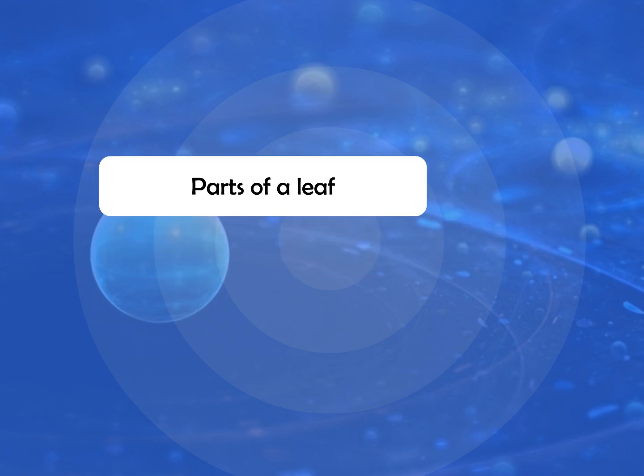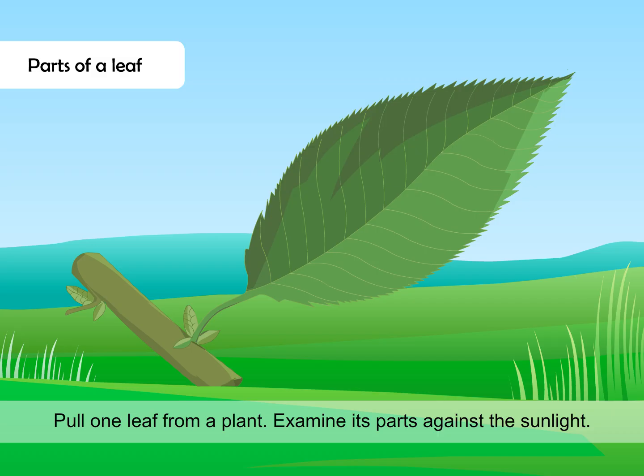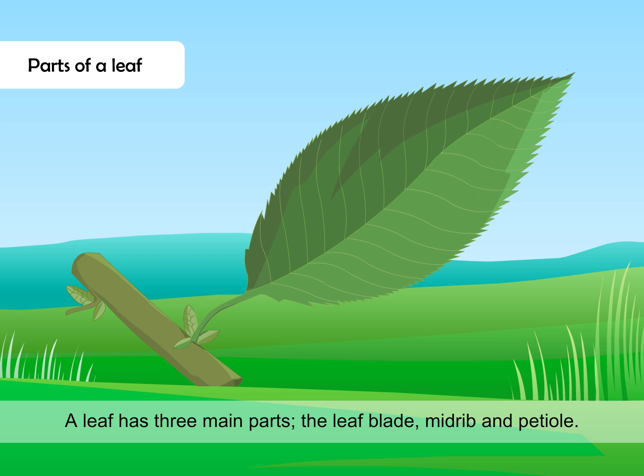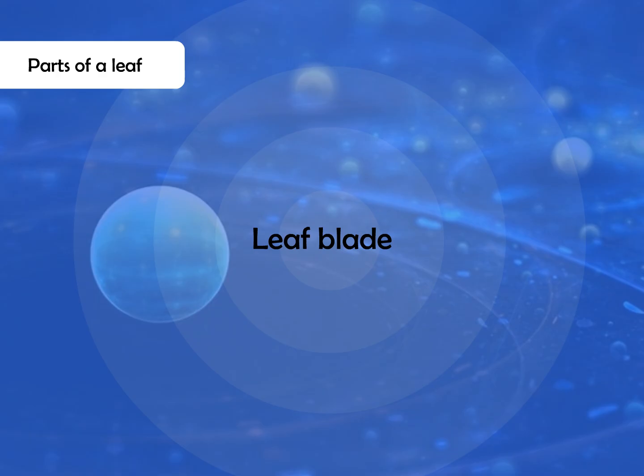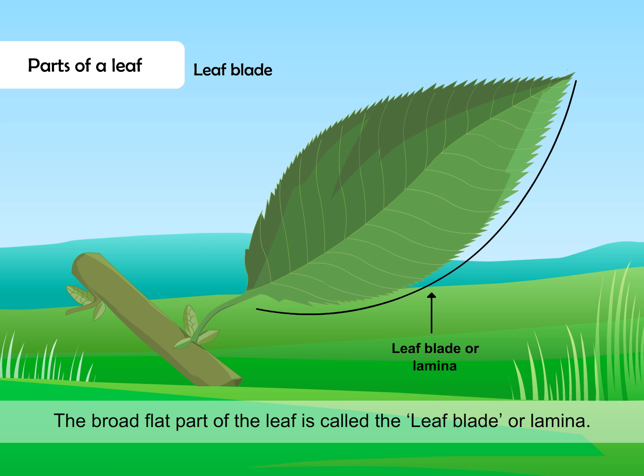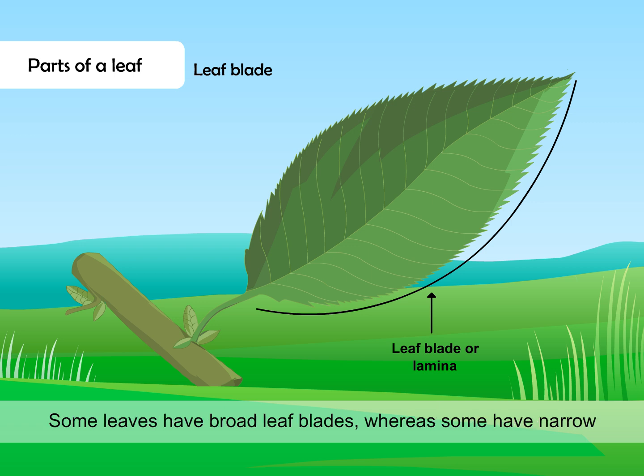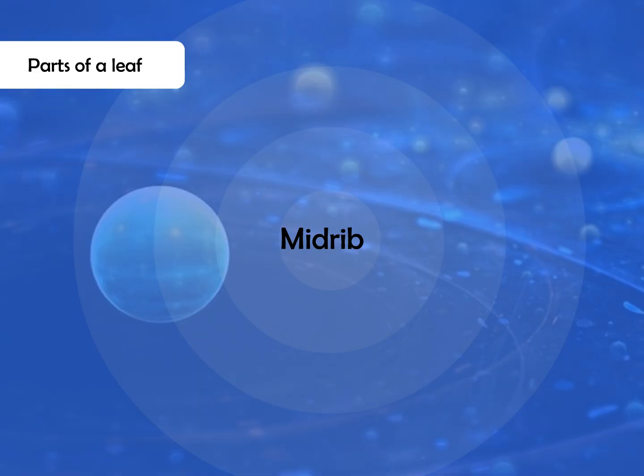Parts of a leaf. Pull one leaf from a plant. Examine its parts against the sunlight. A leaf has three main parts: the leaf blade, midrib, and petiole. Leaf blade. The broad flat part of the leaf is called the leaf blade or lamina. Some leaves have broad leaf blades, whereas some have narrow ones.